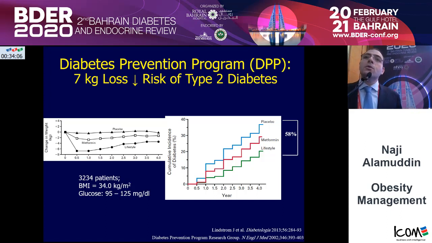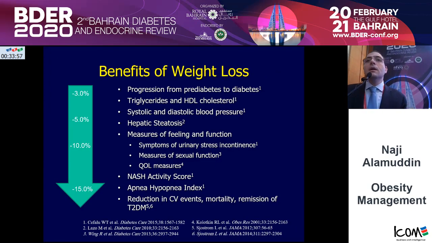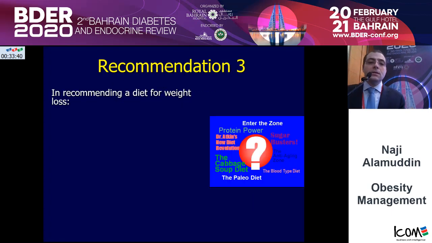What I tell them, if you're able to lose 5 to 10% of your weight, this would mean around a 60% risk reduction in developing diabetes. Now we know that, as I mentioned earlier, the greater the weight loss, the greater the effect. So you have effects on hepatic steatosis, you have improvements in quality of life, and so forth. Lifestyle modification, as I mentioned, gives you somewhere between 5 to 10% weight loss.